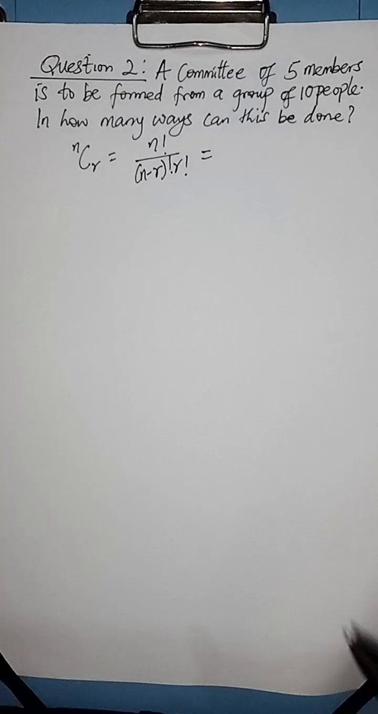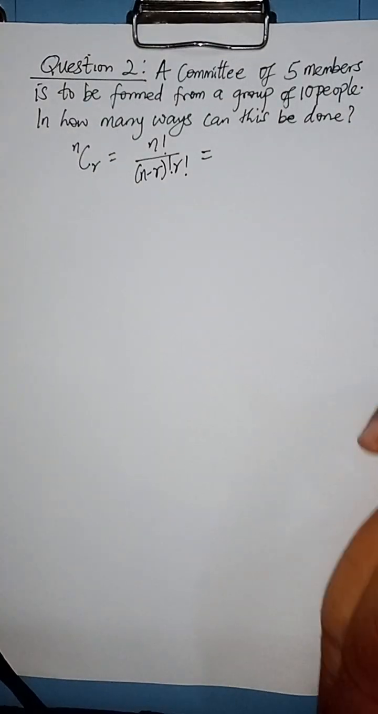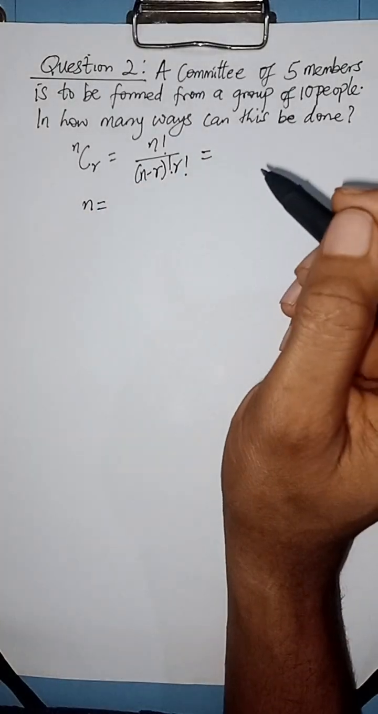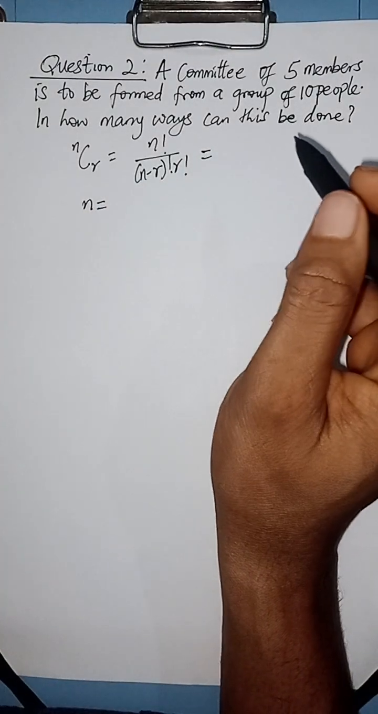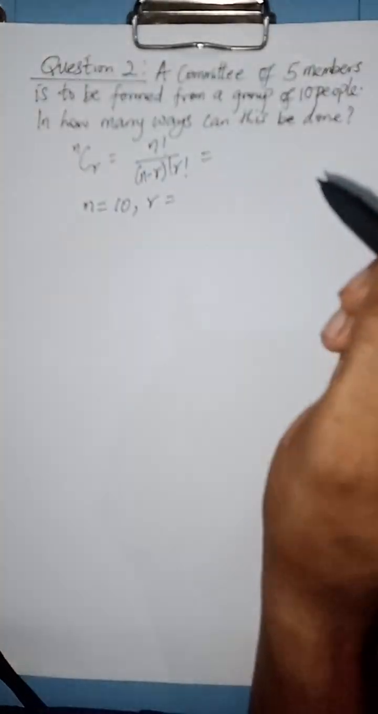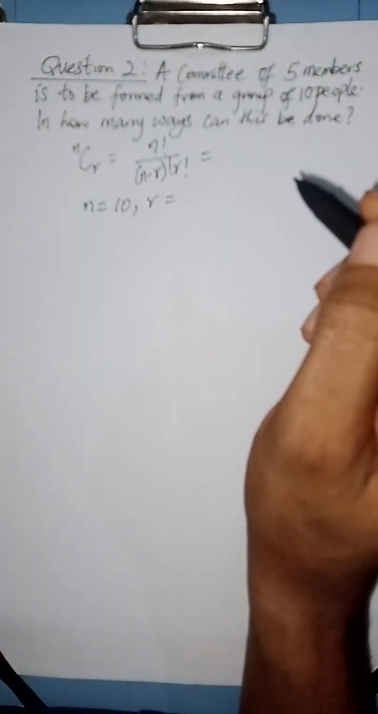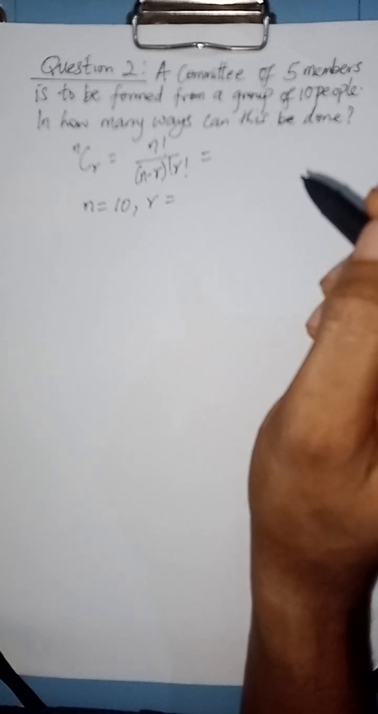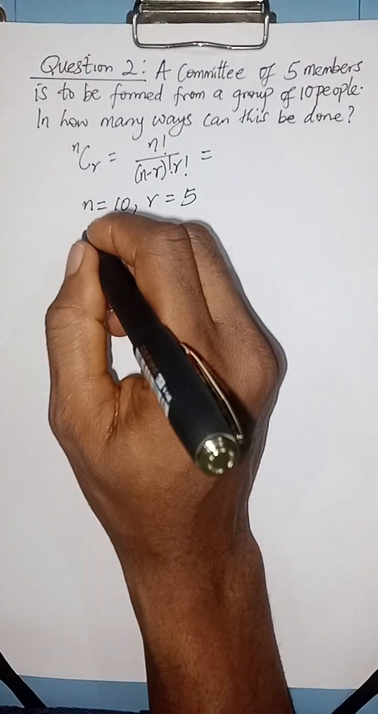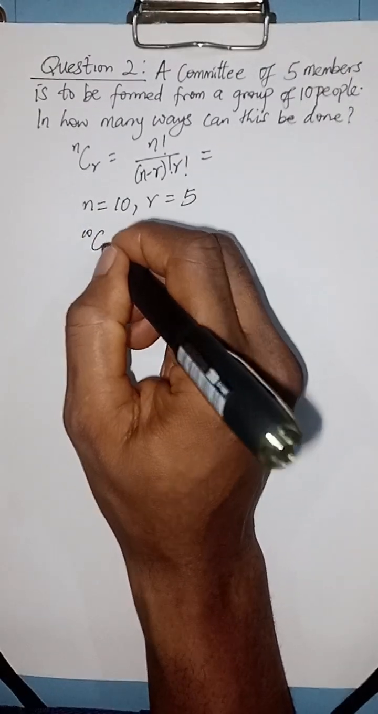So this will be, what's our n? Our n is the total number of items, in this case the total number of people, which is 10. And our r is the number of members we need to form the committee, which is 5. So this is 10 combination 5.